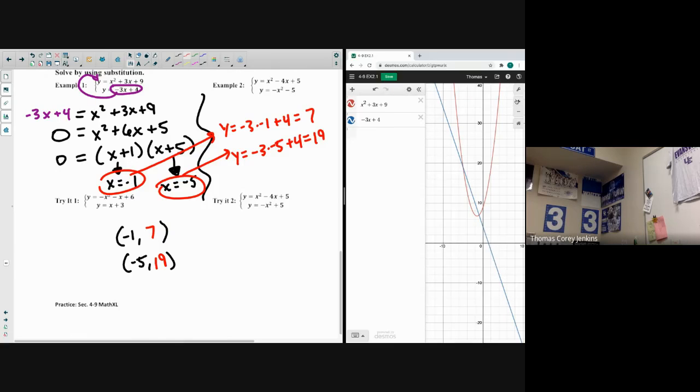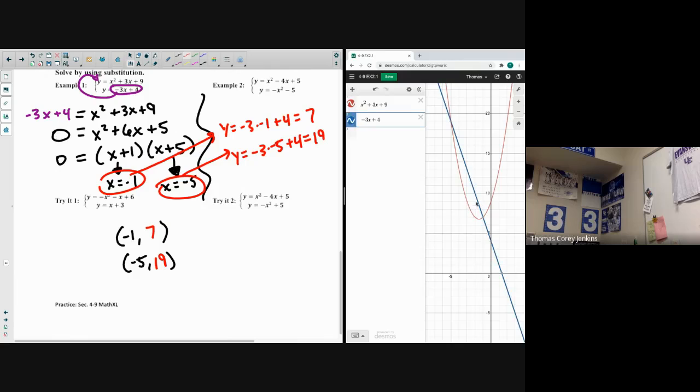Let me just zoom in a little bit there. So it looks like negative 1, 7, negative 5, 19. I've confirmed my answers. I'll go ahead and box those in. The big thing, though, is that you're able to do this initial kind of substitution step.